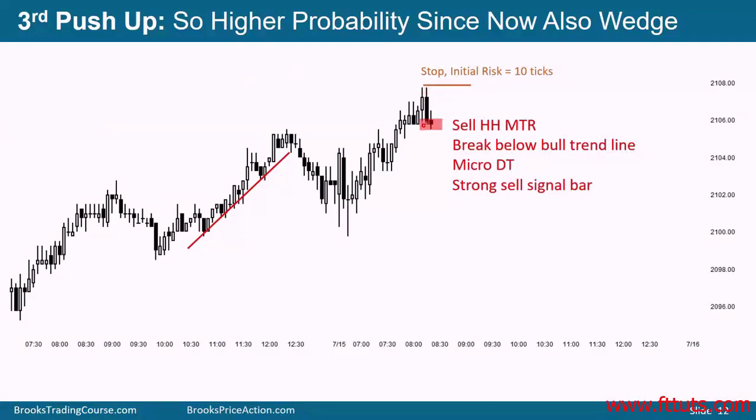If you do sell below this bear bar, it's reasonable to put your stop just above the high of that bar. That is your initial risk, from your entry below this bear bar right here to your stop just above. In this particular case, that's 10 ticks.